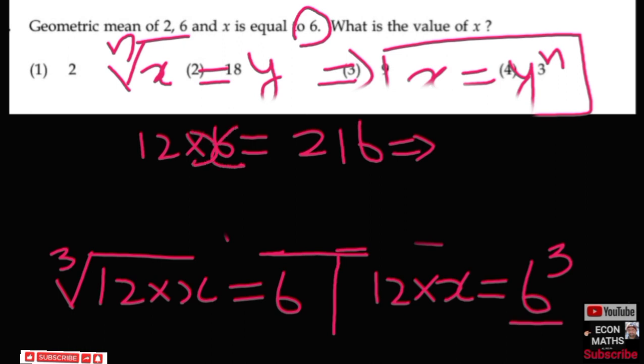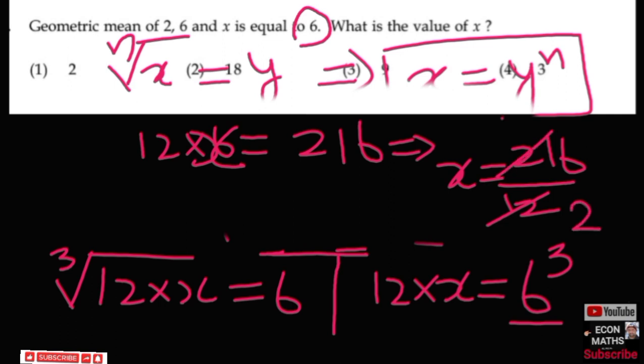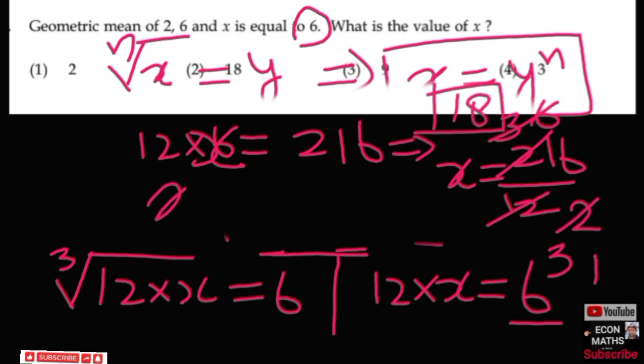Therefore x is equal to 216 divided by 12. Now 216 divided by 12: 6 2s are 12, here we have 6 3s are 18, and we have here 3, this becomes 36, then 6 6s are 36. Now 2 1s are 2, 2 18s are 36. So we got x is equal to 18.